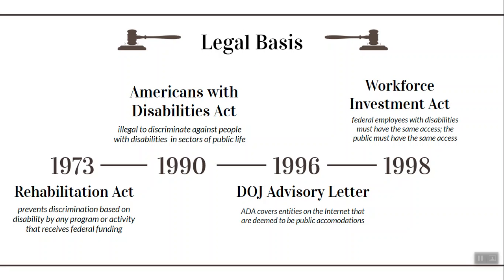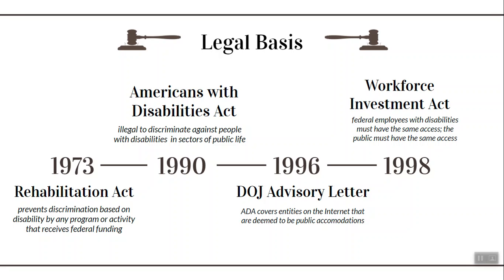Not only does accessibility help learners with disabilities, but it's also the law. So let's begin with a brief legal background. In 1973, the Rehabilitation Act prevented discrimination based on disability by any program or activity that receives federal funding. This would include schools, obviously. The 1990 Americans with Disabilities Act, or ADA, made it illegal to discriminate against people with disabilities in sectors of public life. This would include education.